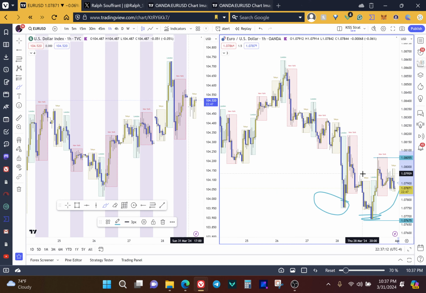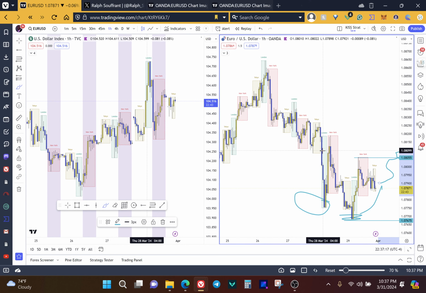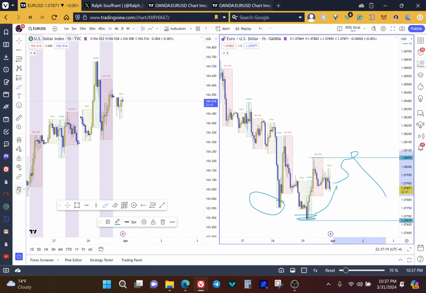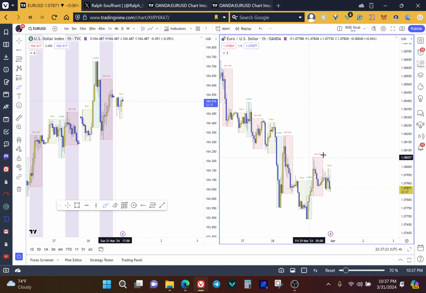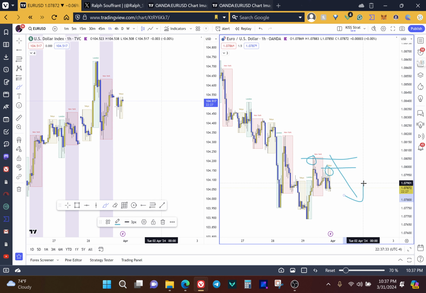We are in a bit of a downtrend on EU and an uptrend on the dollar. So we'll see what happens going into this week. But I would not be surprised at all if we grab some of these liquidity pools up here and then continue the trend downward to the downside, but we'll just have to wait and see.